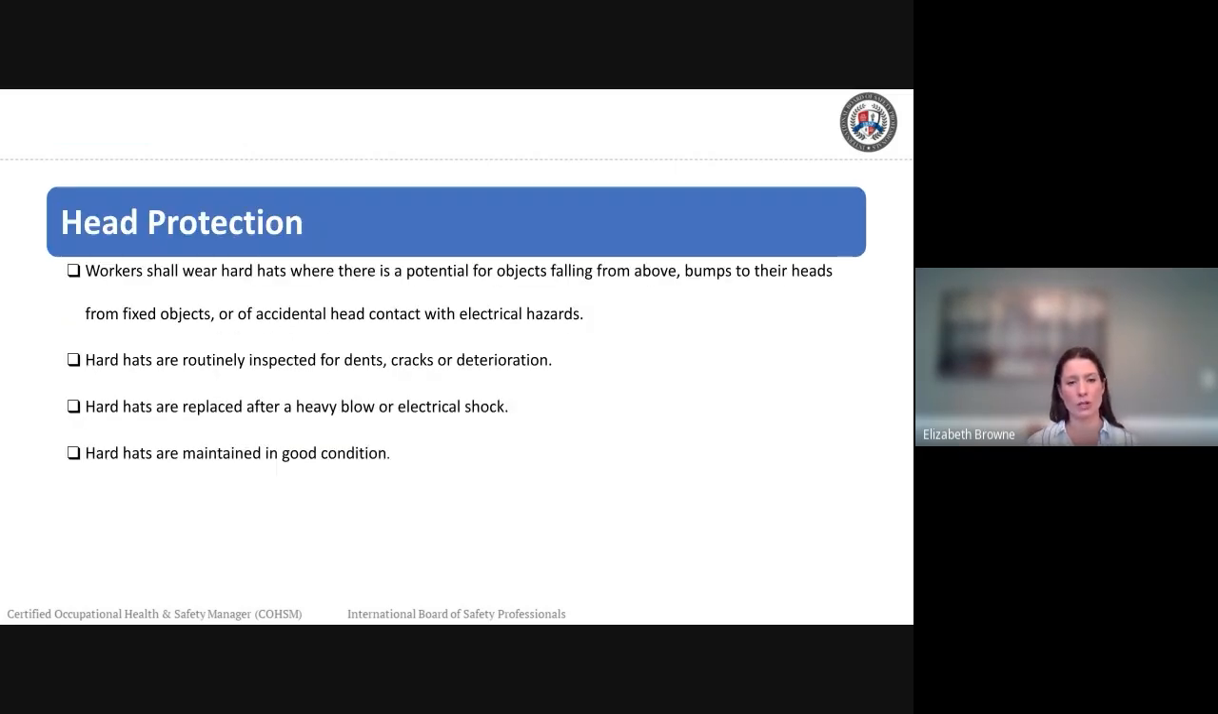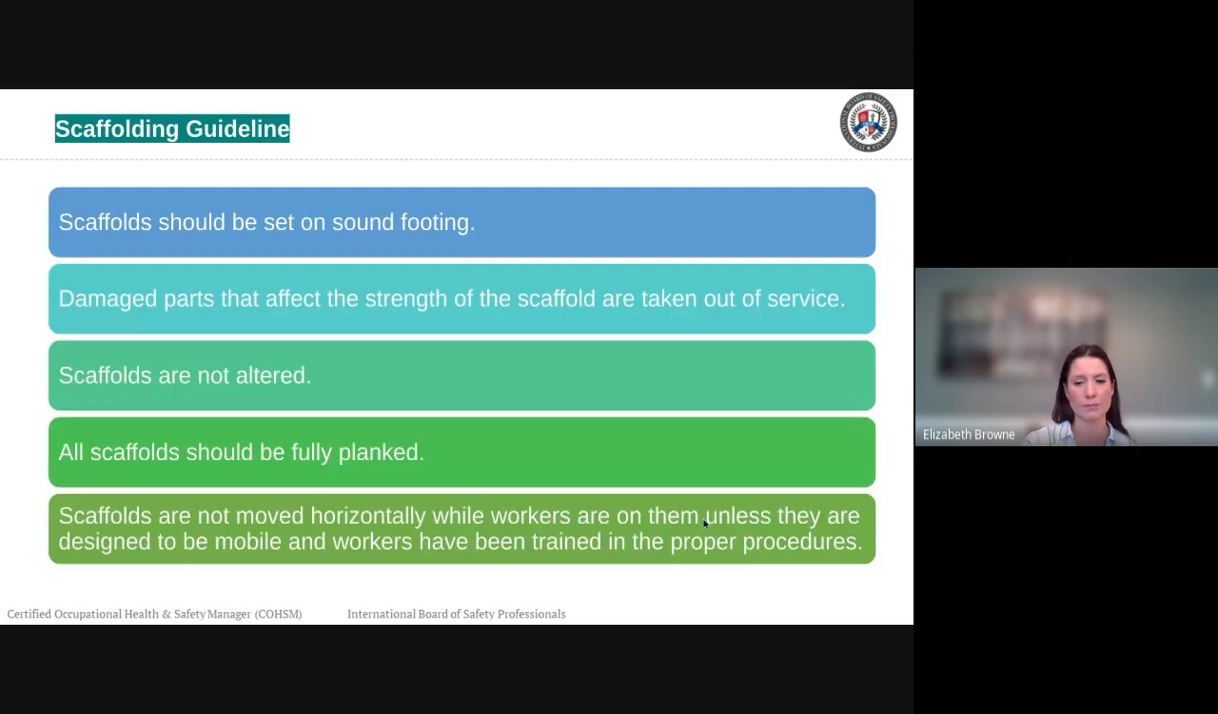Head protection should also be worn, such as hard hats, anywhere that a falling object could occur, or bumping a head on a fixed object, or also accidental head contact with electrical hazards. We want to make sure the employee is wearing the correct rated hard hat, that they're being inspected routinely for dents, cracks, or deterioration, that hard hats are replaced after any heavy blow or electric shock, and that hard hats are maintained in good condition at all times.